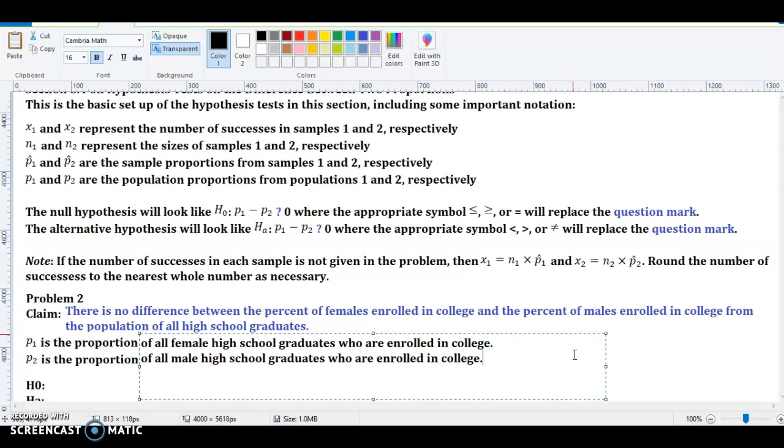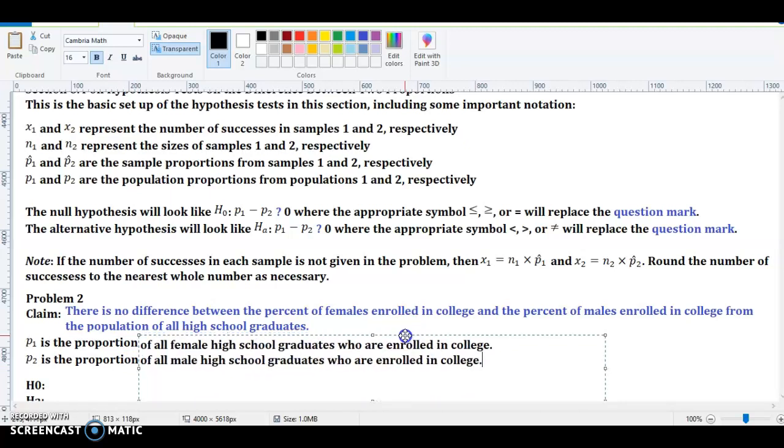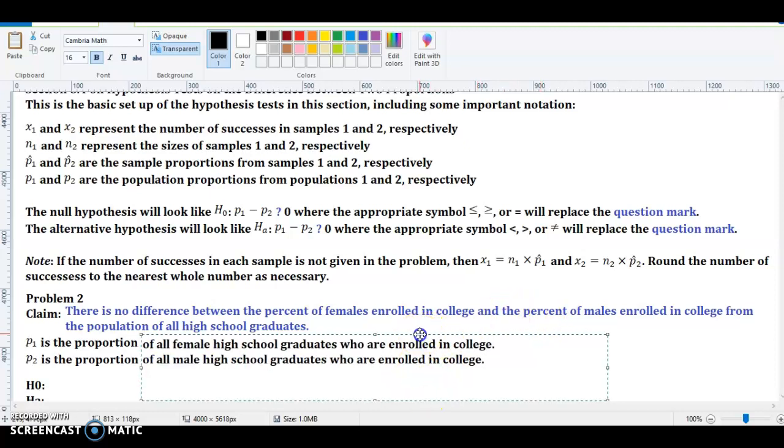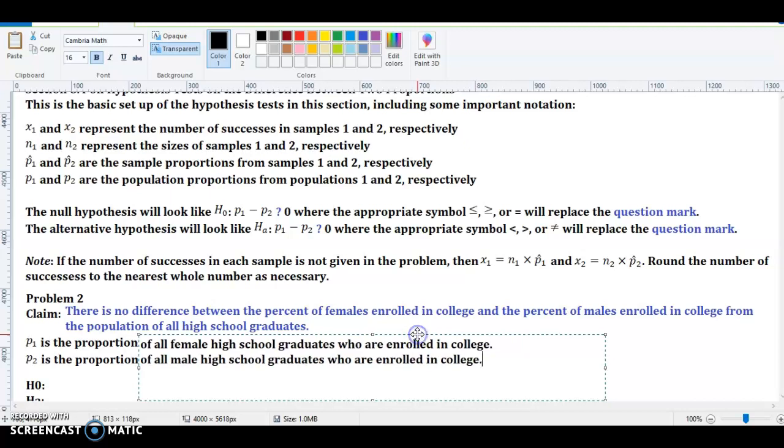Keep in mind that proportion and percentage will sometimes be used interchangeably. So when we say proportion, we also mean percentage. P1 is the percentage of all female high school graduates who are in college, and likewise P2 is the percent of all male high school graduates who are also enrolled in college. For obvious reasons, we don't know what these percentages are for the entire population. That's why we've collected a sample of randomly selected females and randomly selected males to help us answer this question about the entire population of high school graduates.